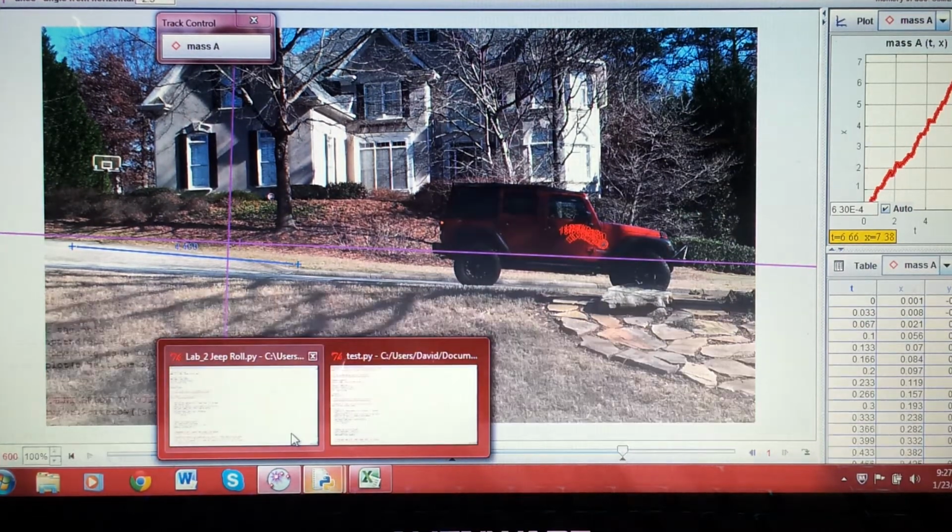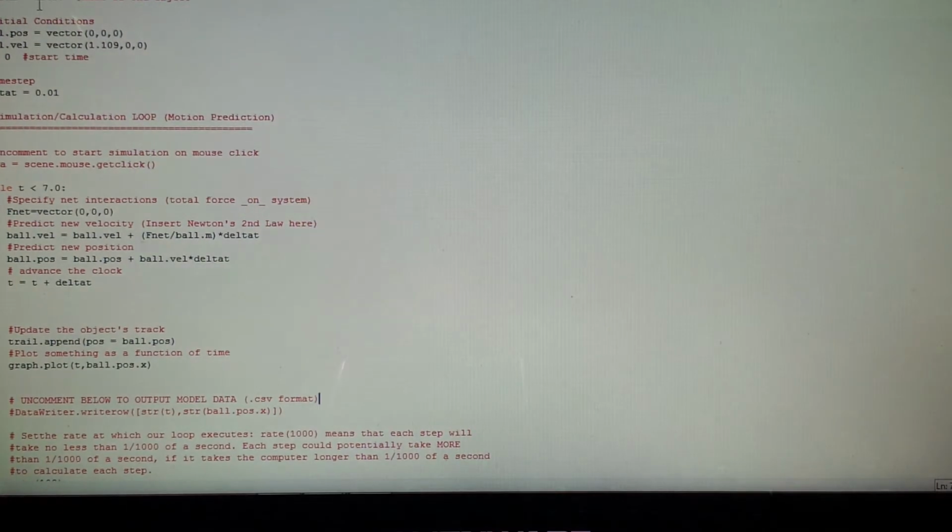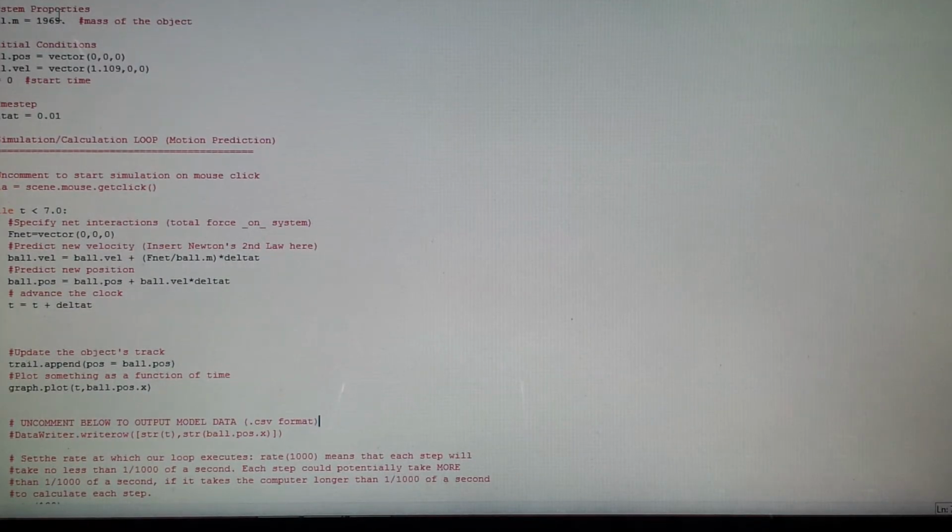This was then modeled in Python, where the mass of the object was determined to be 1,969 kilograms. The initial position was 0, due to it being the origin. The initial velocity was 1.109, which was calculated from Tracker using the position divided by the time. The delta t was small compared to the total 6.5 second time frame at 0.01.